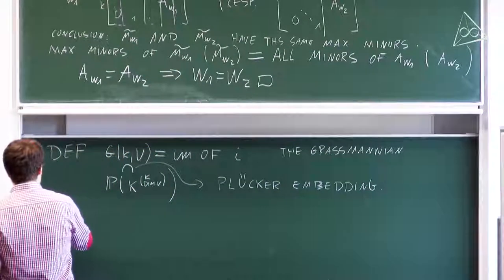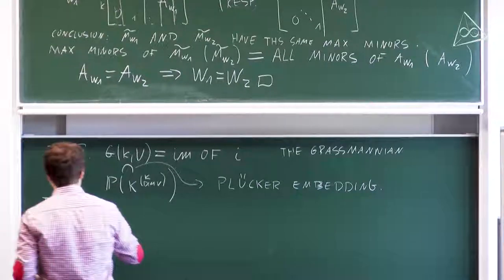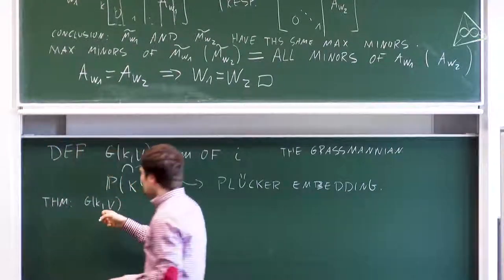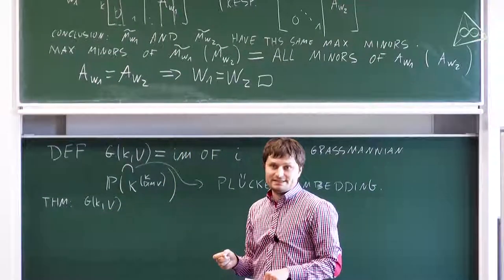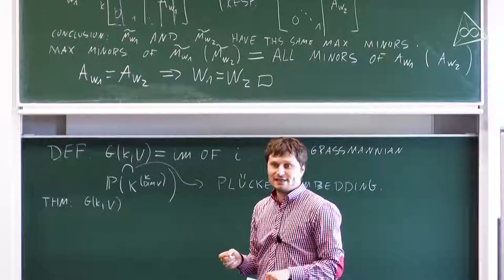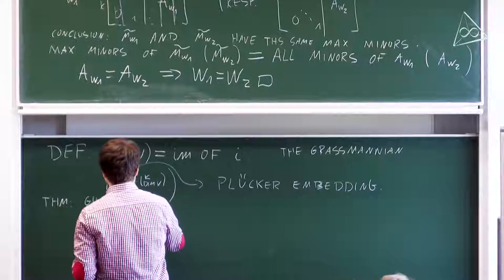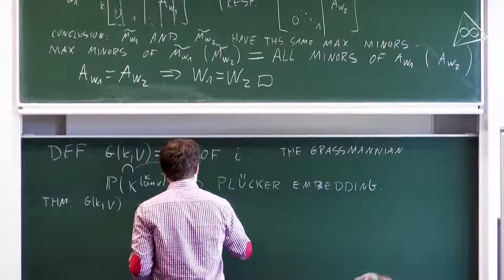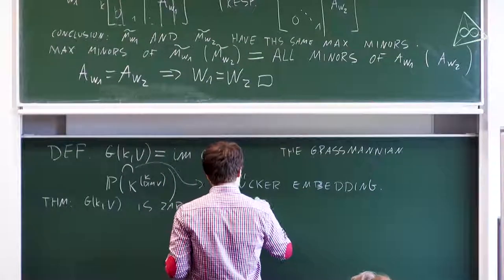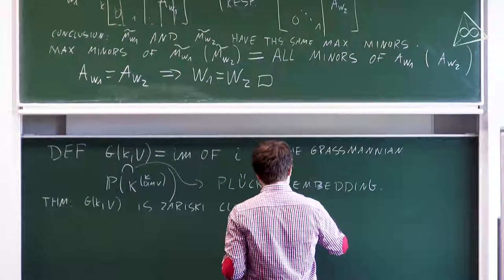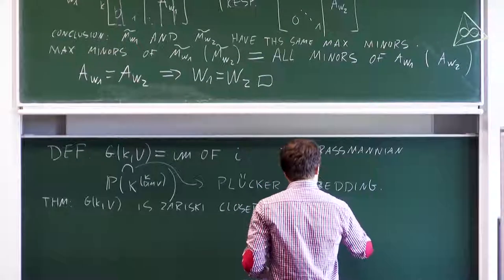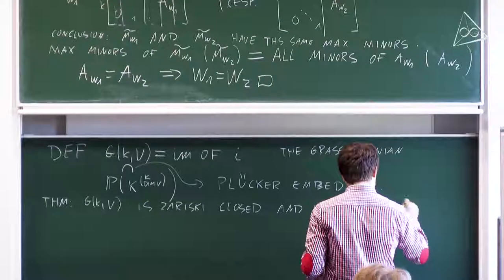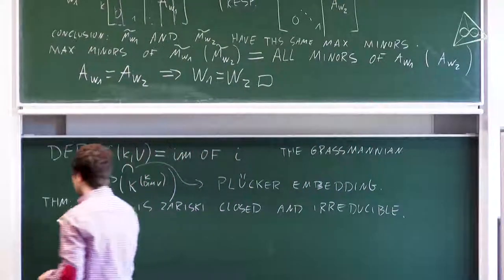Okay, so we have a lemma, now we need a theorem. We want to prove that the Grassmannian is a variety. So we want to prove that this is Zariski closed and irreducible. And we will prove it.